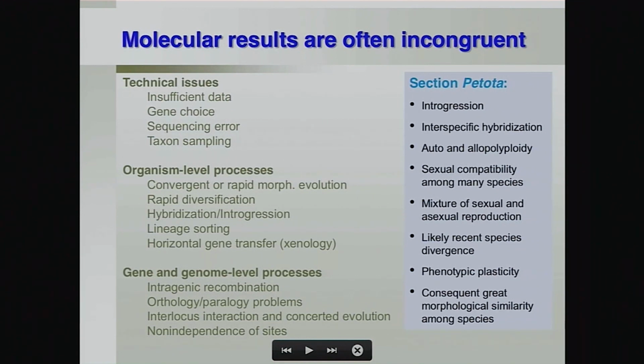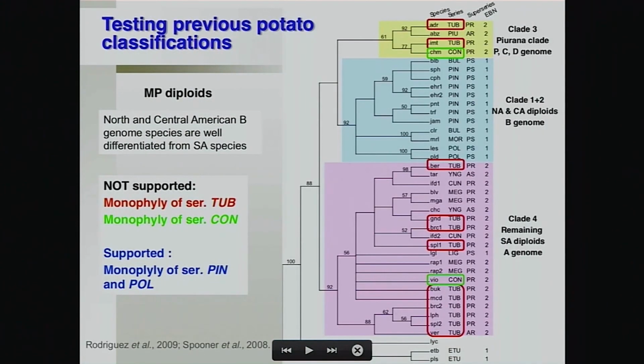In section Petota, we have a lot of introgression. We have interspecific hybridization. As we say, we have auto and allopolyploids, sexually compatible among many species. In the field you can have a mixture of sexual and asexual reproduction. All of these problems. Then we started to use several single copy genes to get insight about the potato evolution. That's a result from two single copy genes, the WOXY gene and the nitroreductase gene.